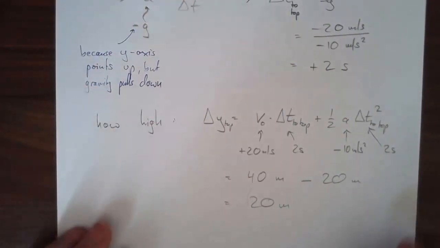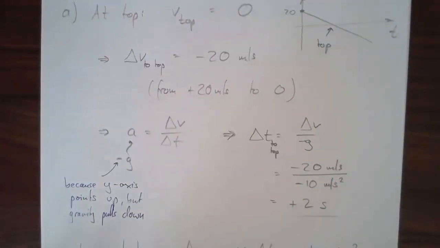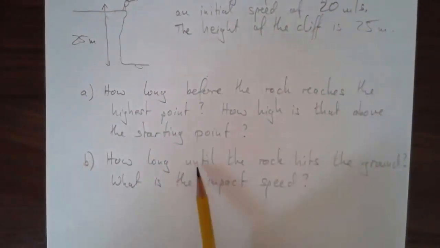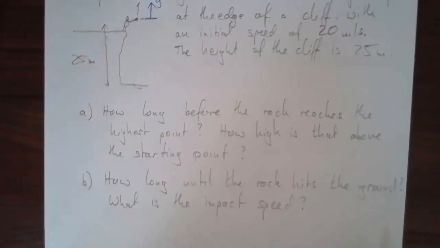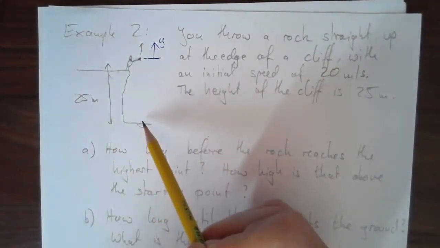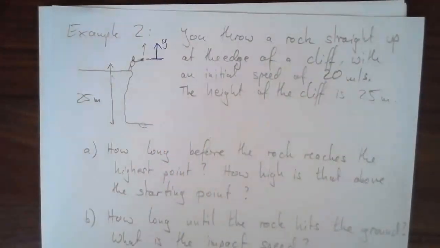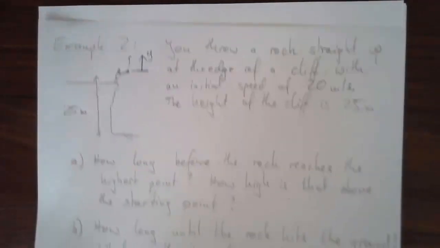Okay, so you've solved part A, right? Got this one, and we got this one before. Let's look back at what part B was. Part B was asking us how long until the rock hits the ground and what's the impact speed there. What do we know about the ground? Well, we know it is 25 meters below the starting point. Right, that is crucial. So let's write this down, part B.